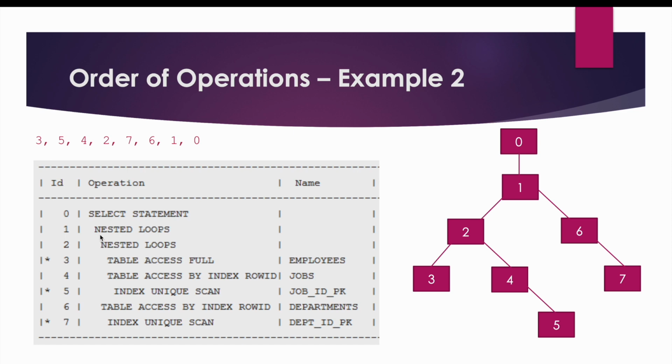Now after 2, operation number 1 should execute, but in order for operation number 1 to execute, it needs both its children, that is 2 and 6, to be executed. And in order to execute operation number 6, its child, that is operation number 7, should get executed. So after operation number 2, operation number 7 will get executed, then operation number 6, and then operation number 1 will get executed, followed by operation number 0.